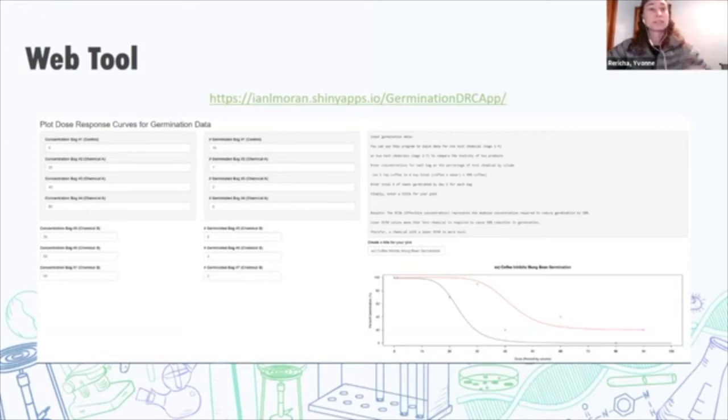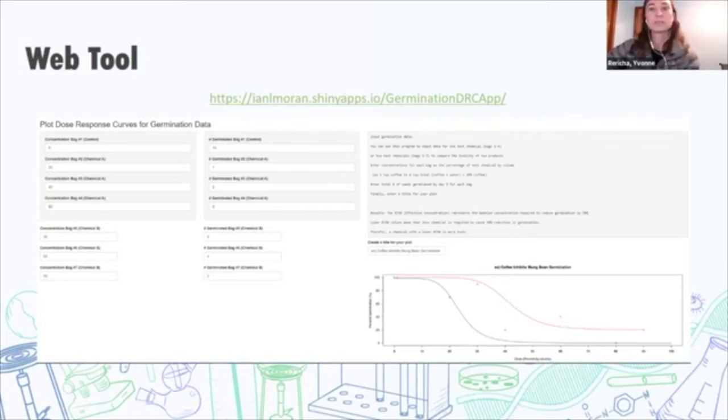And another really exciting part of this activity is that one of our outreach committee members created an app online, a web tool that you can visit. On the left-hand side of the web page, you can put in the data that you collected during the experiment, and then it will spit out computer-generated dose response curves on the bottom right-hand side.